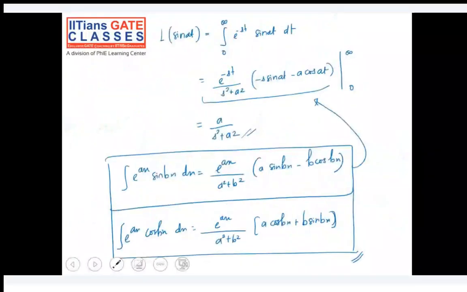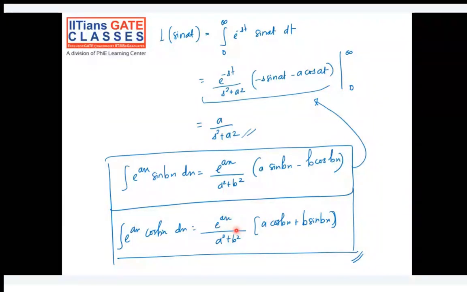Similarly, we can prove the Laplace transform of sine of at. So these are our two formulas. You might have studied this in 12th or during first year of engineering. Integration of e to the power ax sine of bx dx is e to the power ax divided by a square plus b square times a sine of bx minus b cos of bx. And similarly, e to the power ax cos of bx dx is e to the power ax divided by a square plus b square times a cos of bx plus b sine of bx.